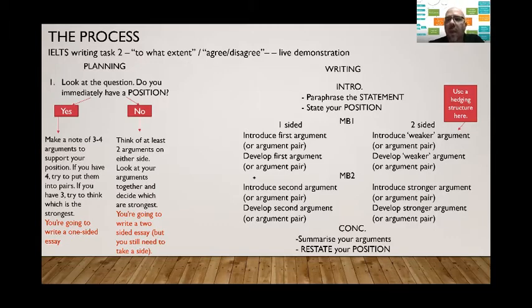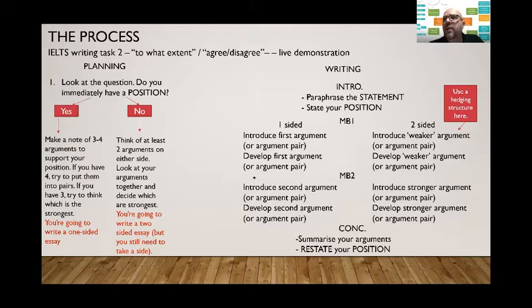For example, if you've written a two-sided essay, you can summarize your arguments by making reference to the fact that there are arguments on either side. And then, fundamentally importantly, because we want to have that position stated throughout, restate your position at the end. That's why I agree with the statement or disagree with the statement.